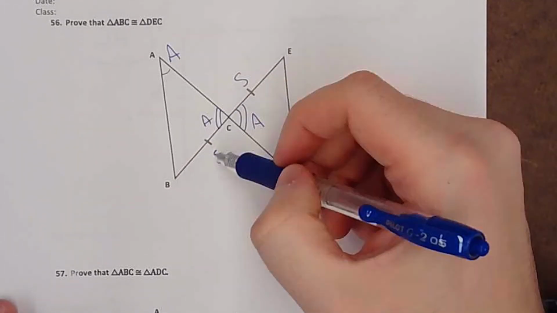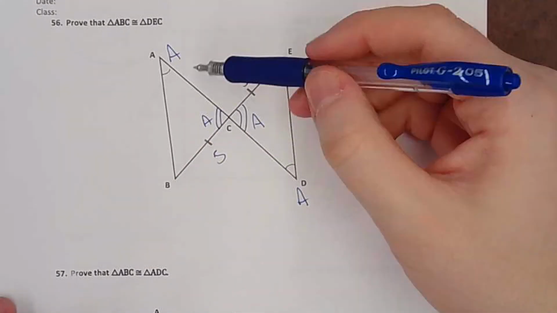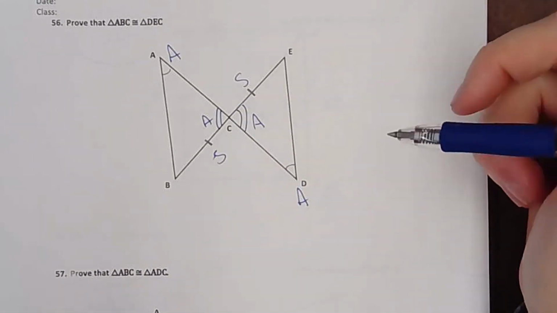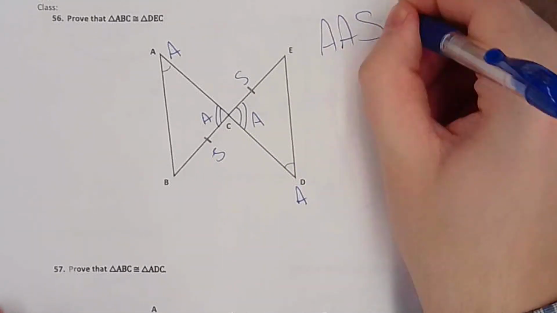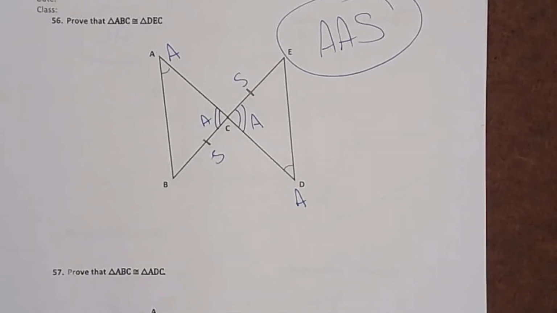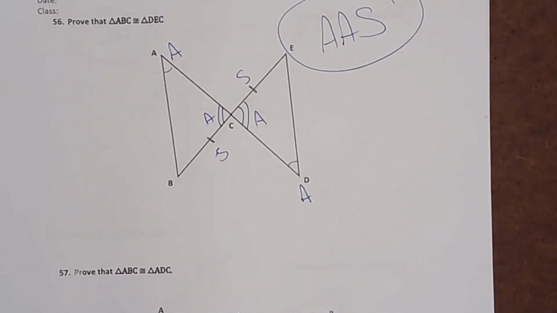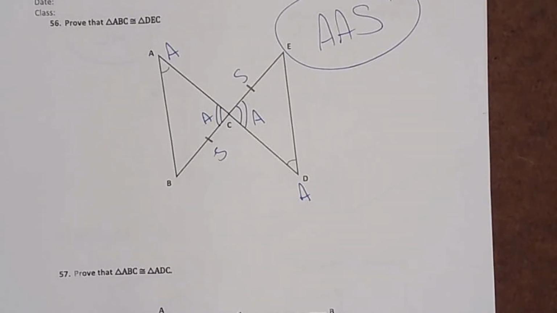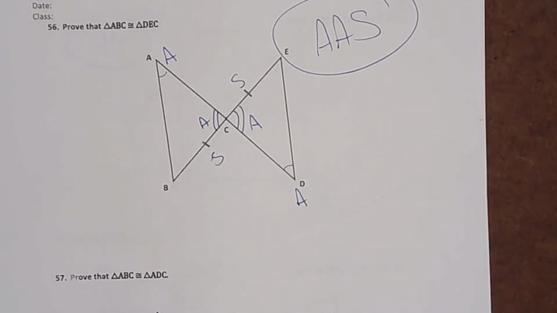So AAS. Nope, not cheeks. It's AAS, not ASS. So this is going to be AAS. Remember, the Cheeks theorem only works for 90-degree triangles, and we don't know that these are 90. So that's AAS for 56.